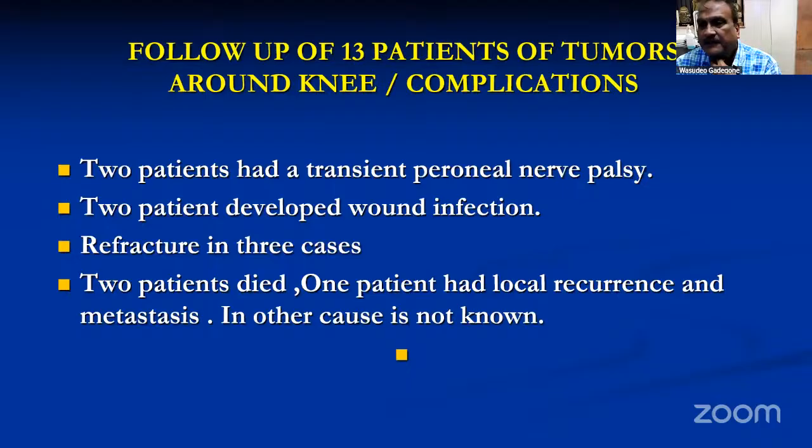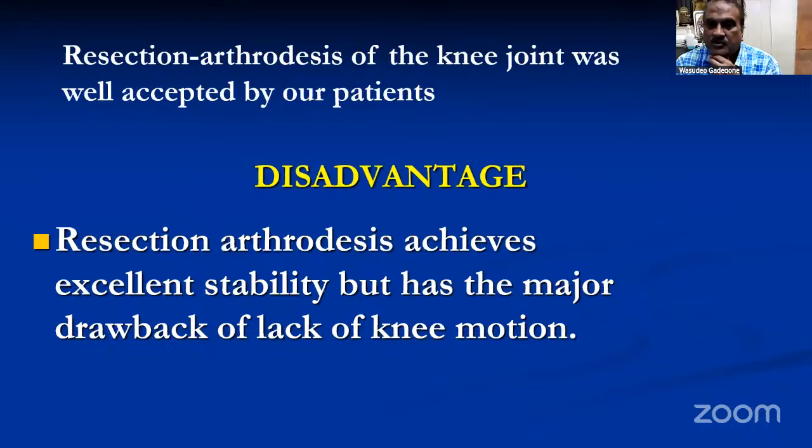So, follow-up of 13 patients of tumor around knee. In my series, 2 patients had a transient peroneal palsy, 2 patients developed infection, refracture in 3 cases, 2 patients died, 1 patient had local recurrence and metastasis, and one case was lost to follow-up. So resection arthrodesis of the knee joint was well accepted by our patients. Disadvantage: reconstruction arthrodesis achieves excellent stability, but has a major drawback of lack of knee motion.